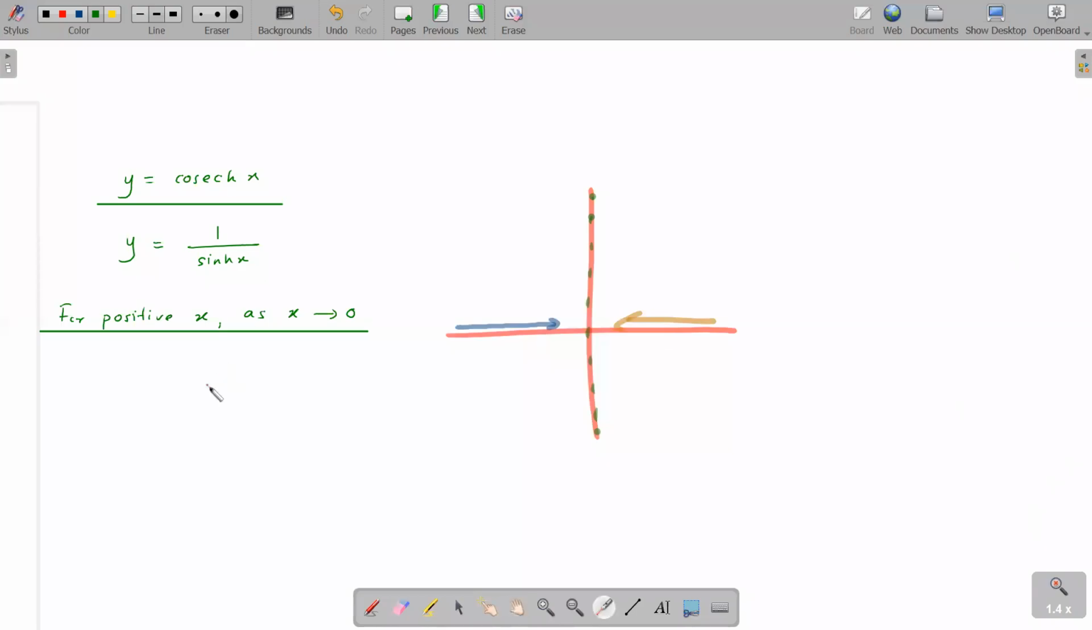All right, guys. So here I've done it for positive x. As x approaches 0. Okay, so I'm testing the positive x side. For positive x values, what happens as x approaches 0? What happens to the cosec x, or what happens to our y value? Right, guys. So we know as x approaches 0. Okay, so what's going to happen here?